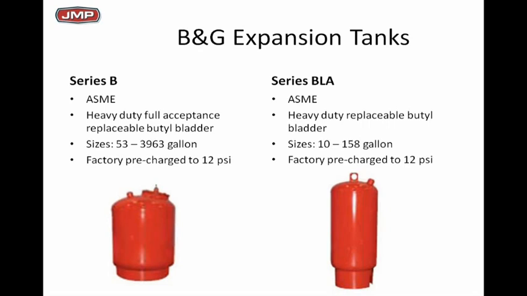And the Series B is the full bladder type of tank, and we'll talk about them more later on, where we can actually get full acceptance volume of the tank. In other words, if we had a 53-gallon tank, we could start off with 53 gallons of air in the cushion. That would be the acceptance volume available. So we'll take a closer look at these as we go, and we're going to talk about them and why we need them.